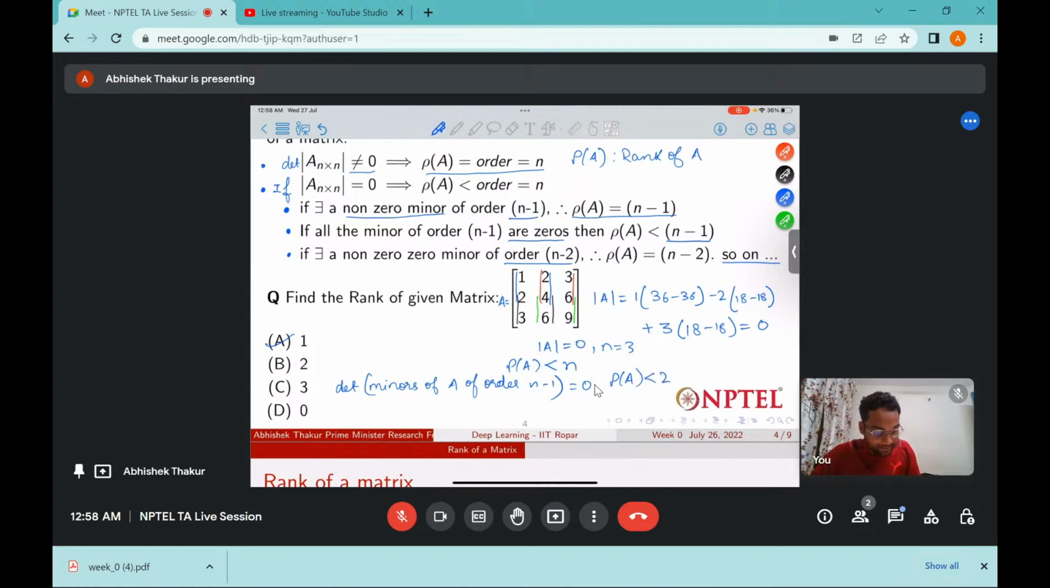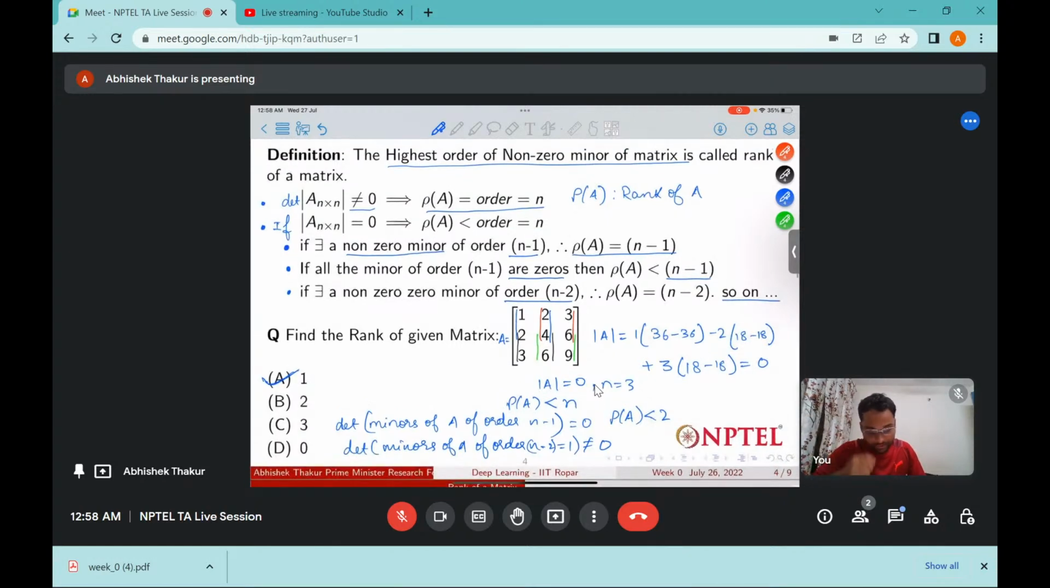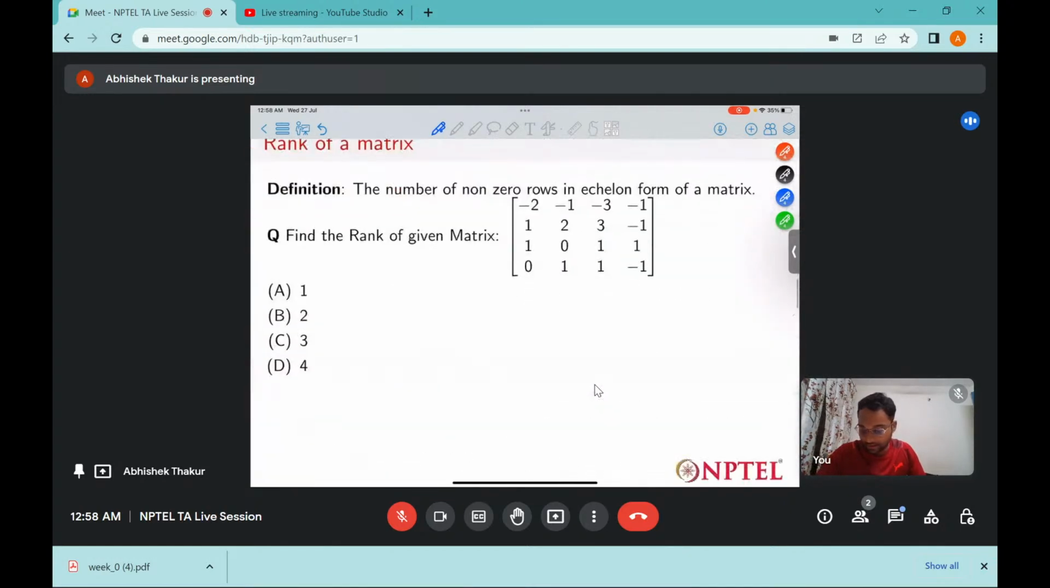Now we will see whether any one of the elements is non-zero. So the determinant of minors of A of order n minus 2, that is 3 minus 2, that is 1, is not equal to 0, because that is 1 2 3 2 4 6 3 6 9. So here the rank of the given matrix A will be 1. Okay, so this is one way to find the rank of a matrix.